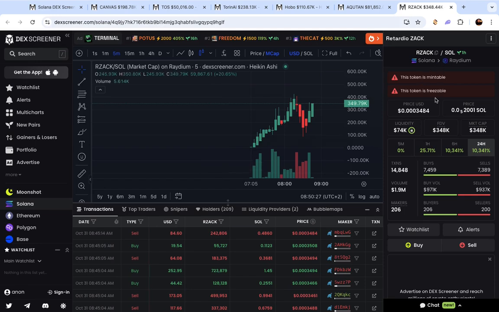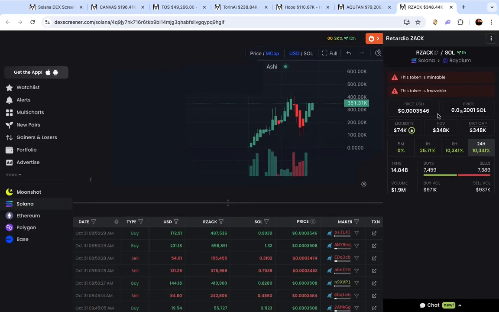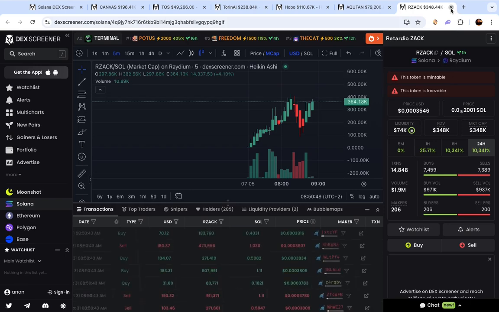Let's check out some other data. Number one, this token is meant to read such type of data. So already this is a no-go. You just get rid of this because Dexscreener is already telling you the red flags. So get rid of that. Let's look at another project.